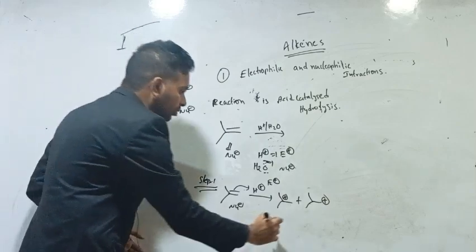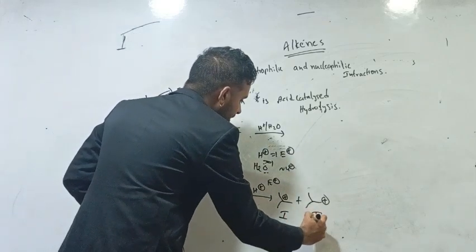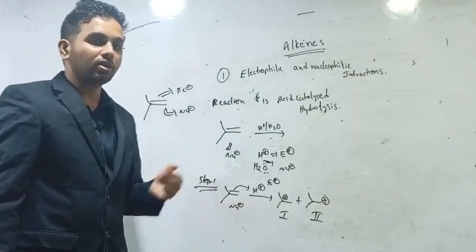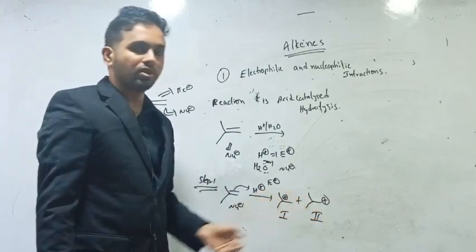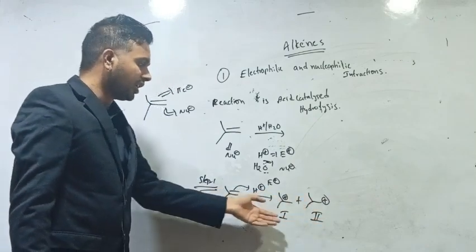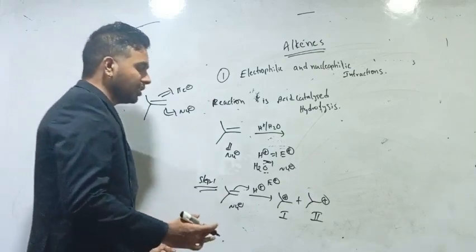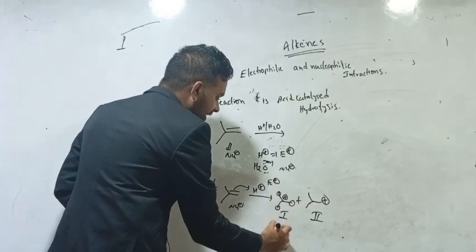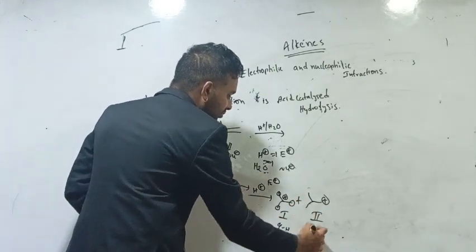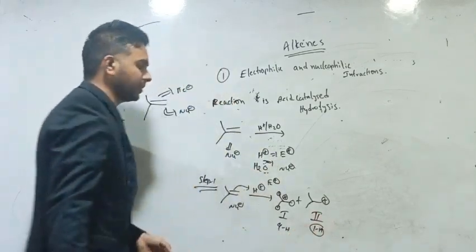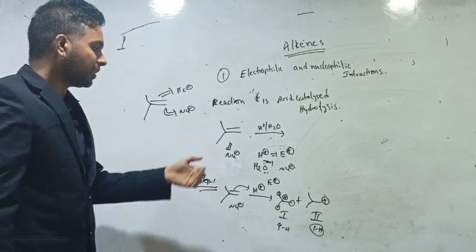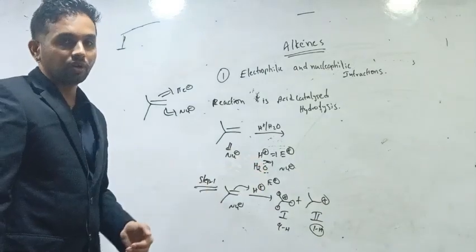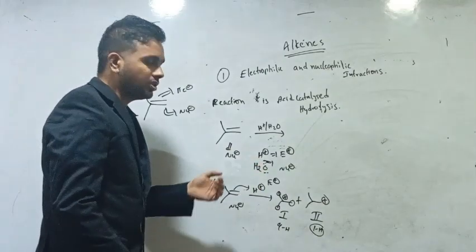In this case, we have two types of carbocations, carbocation 1 and carbocation 2. You can see our carbocation 1 is a tertiary carbocation, whereas carbocation 2 is a primary carbocation. Here our tertiary carbocation is more stable because of more hyperconjugations. You can see here we have a total of 9 hyperconjugations, whereas in this case we have only 1 hyperconjugation. So more hyperconjugations will stabilize the carbocation, therefore carbocation 1 is more stable as compared to carbocation 2. Now we have to proceed to the second step.